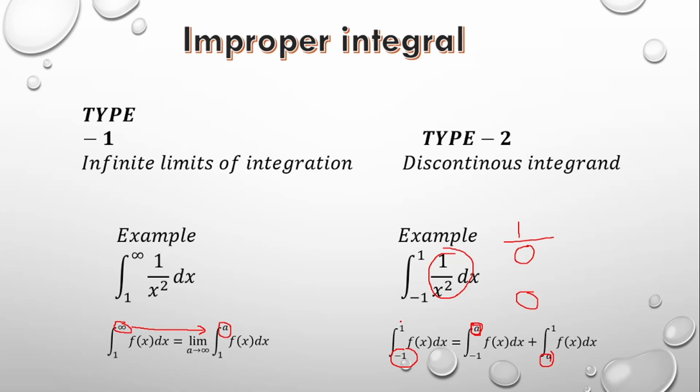Undefined. So here will be what? 0. So that will be the first one. And we're going to integrate from 0, that is from 0 to 1. So the A, or the alphabet you choose, should represent the number which is making your function undefined.